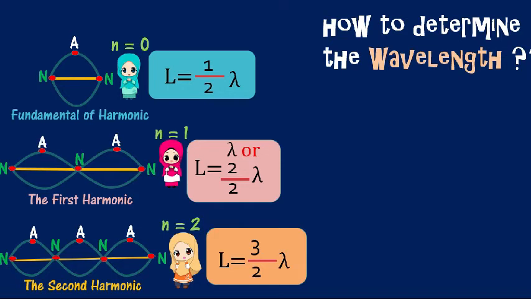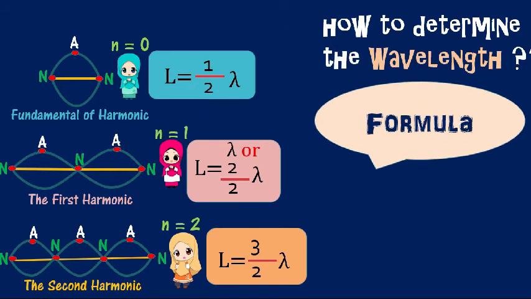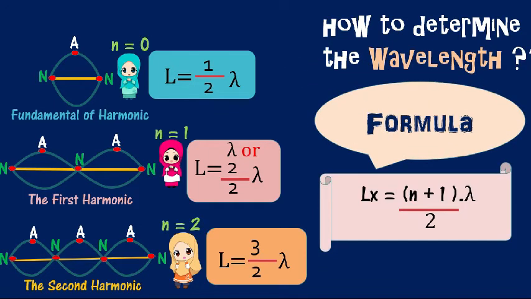Pay attention to the numerators of the harmonic numbers. When one number of harmonic rises, the numerator always increases by 1. But the denominator does not change, it is fixed too. So it can be concluded that the formula for finding wavelength is L equals (n plus 1)/2 times lambda.